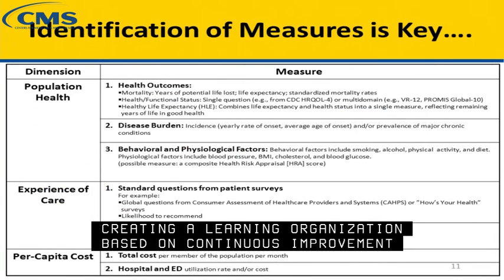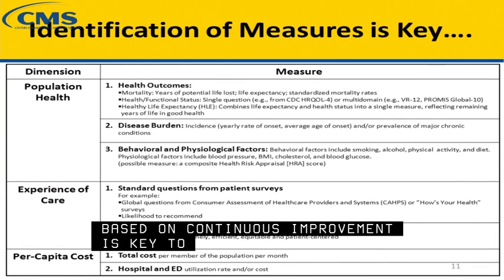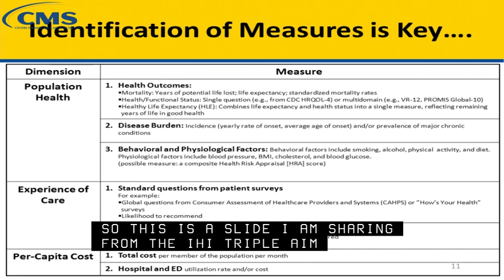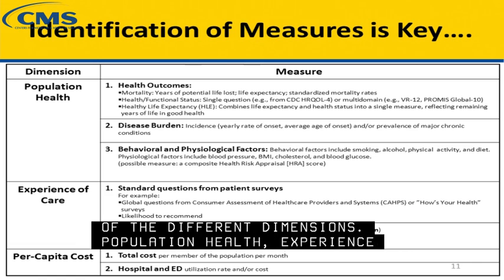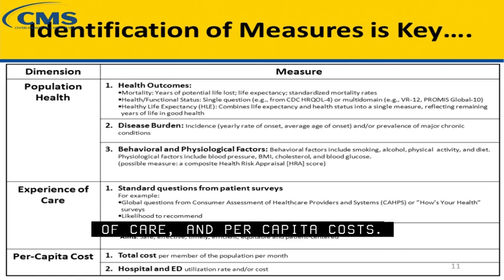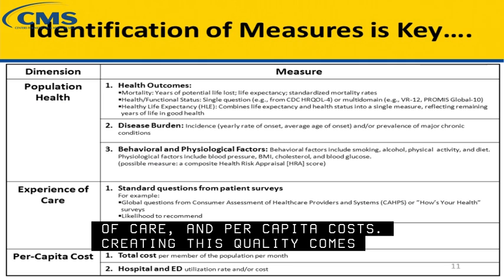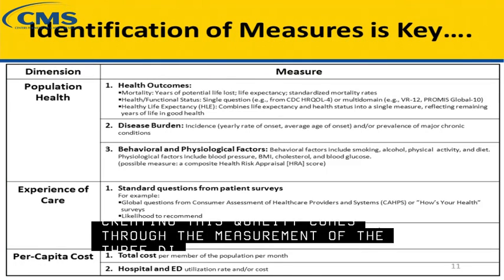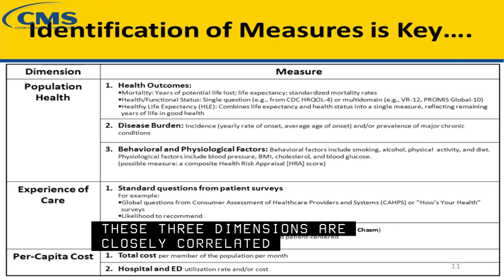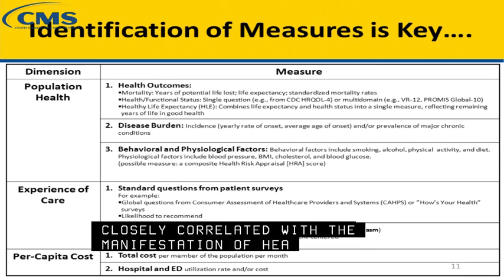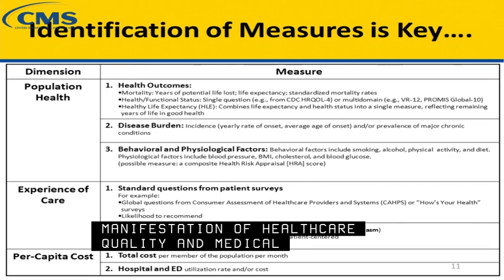Okay, so this is a slide that I'm sharing from the IHI Triple Aim Learning Collaborative, and it demonstrates some examples of measures for each of the different dimensions. You can see population health, experience of care, and per capita cost. Creating this quality comes through the measurement of the three dimensions of the triple aim. These three dimensions are closely correlated with the manifestation of healthcare quality and medical value. These triple aim dimensions can be aligned and integrated with the Medicare Advantage Plan STAR measure domains as well.